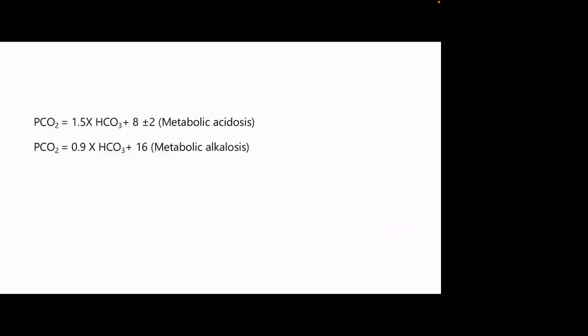And there are two equations that you have to remember. There are so many equations that can be used for calculating the compensation, but you have to remember at least one or two. Only those you have to remember. Otherwise, if you remember all of them, you will tend to forget it. So you can go with these two equations. The partial pressure of carbon dioxide will be 1.5 times bicarbonate plus 8, plus or minus 2, in case of metabolic acidosis, and 0.9 times bicarbonate plus 16 in metabolic alkalosis. It can be plus or minus 5 also.